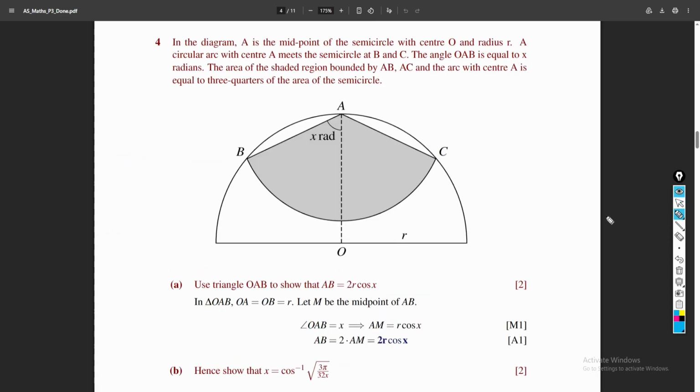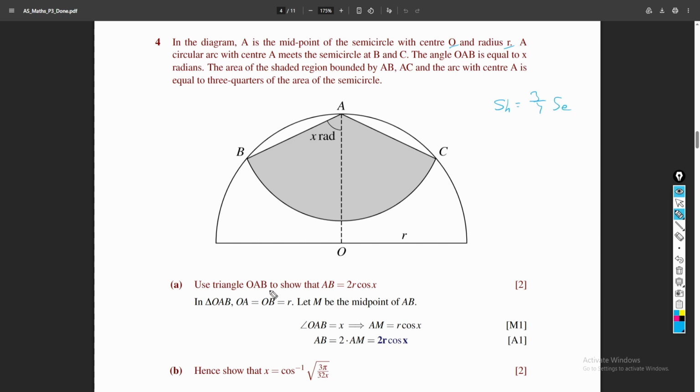So in this question, we have a diagram where A is the midpoint of a semicircle with center O and radius R. It's also given in the diagram that the circular arc with center A meets the semicircle at B and C. So this is another circular arc, and the angle OAB is equal to x, and the shaded region is equal to 3 quarters of the area of the semicircle. All right.